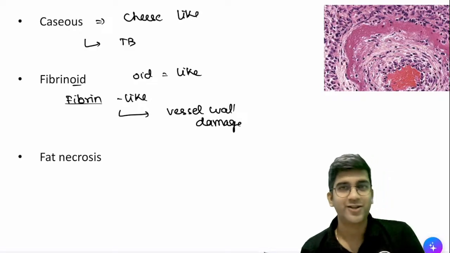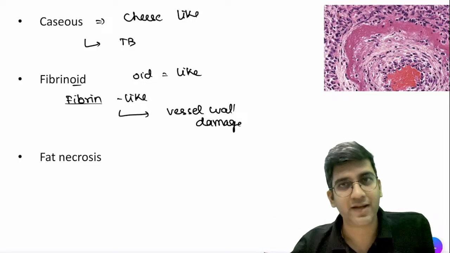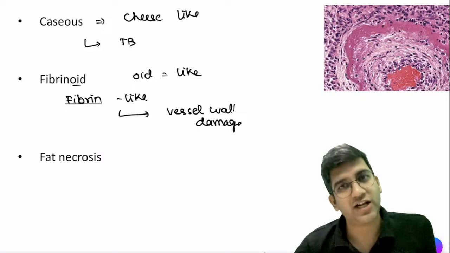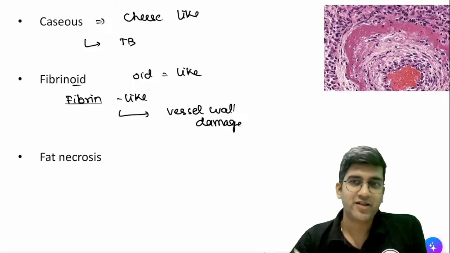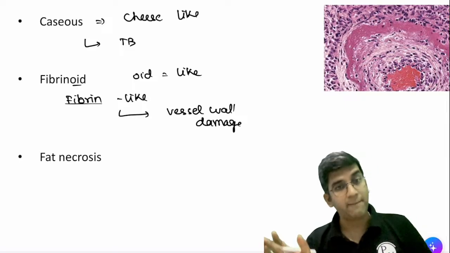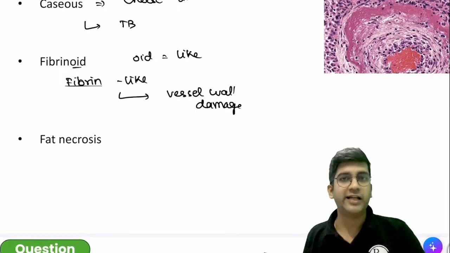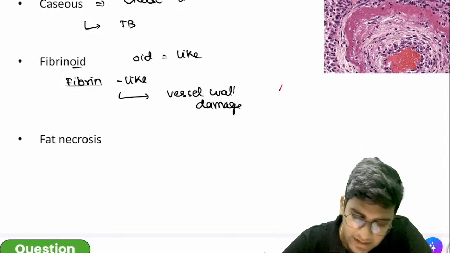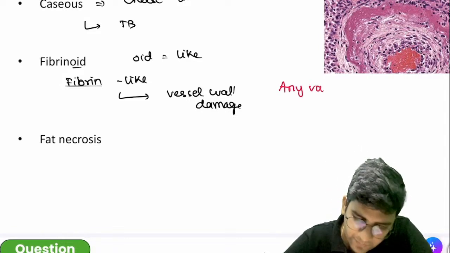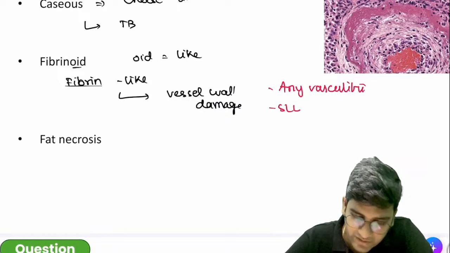Any vasculitis. So next time when I ask a PYQ with an option of not having PAN but having Takayasu arteritis, the answer is right. Kawasaki disease, the answer is right. Temporal arteritis, the answer is right. PAN also is right, right? When you have vessel wall damage, I'll have fibrinoid necrosis because fibrin is seen in vessel wall damage. That's all, right? So you can see them in any vasculitis. Can I see them in SLE? SLE is also a type of vasculitis, right?